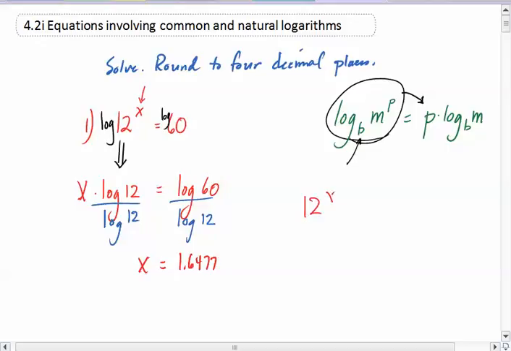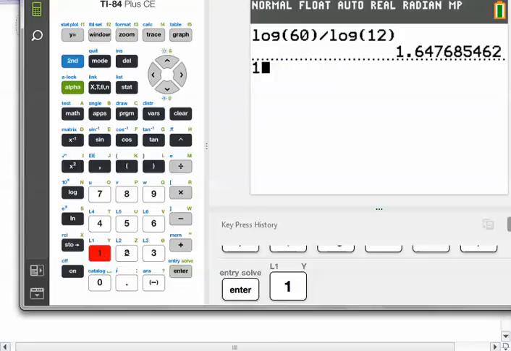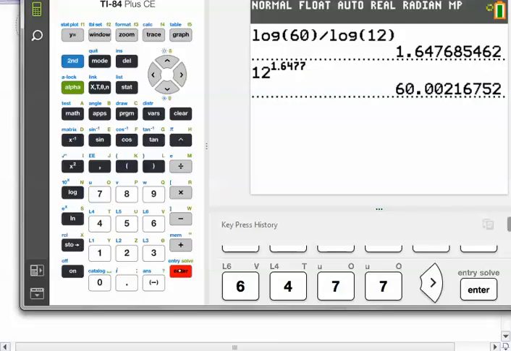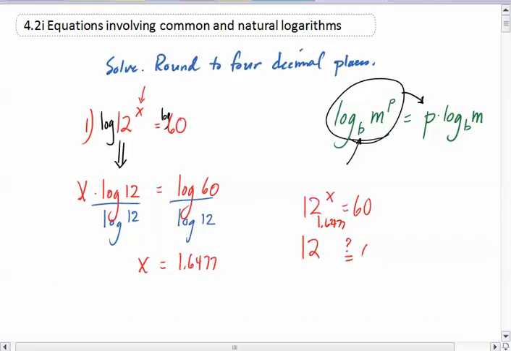Now let's take the original problem and see if this really does equal 60, with 1.6477 in the x spot. So let's take a look. 12 to the power of 1.6477. And let's see. Hey, very good. It checks. 60 roughly equals 60. We're good. Let's take a look at one more.